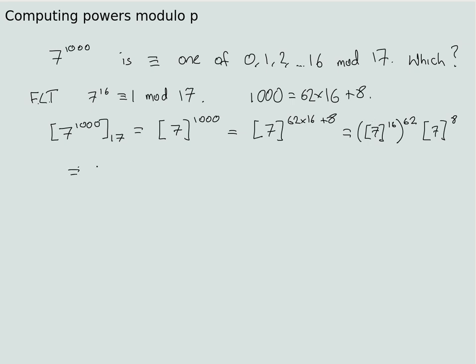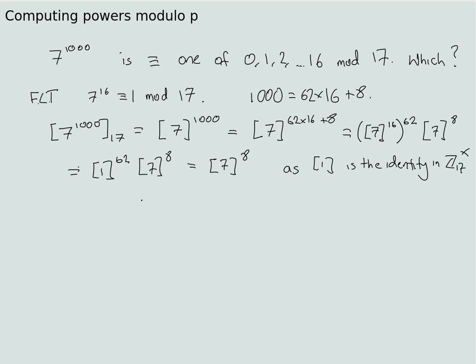So what you've really got here is the class of 1 to the power 62 times the class of 7 to the 8. But of course 1 is the identity element in our group Z17 cross. So 1 to the power 62 is just 1 again, or class of 1 rather. So what we have here is just 7 to the 8. Okay, so we've reduced this problem a little bit. Instead of having to calculate the class of 7 to the power 1000, we just have to calculate the class of 7 to the power 8.